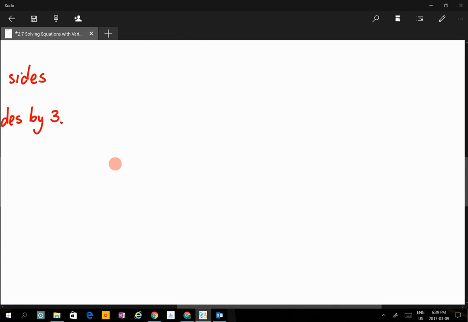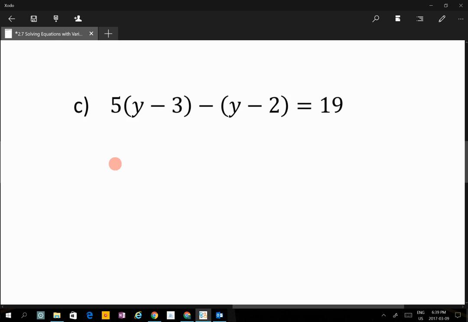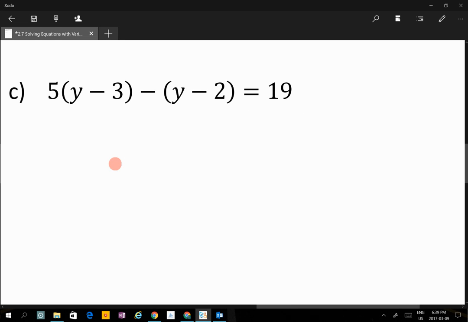Okay, part C. Now, here's one question where you notice we have, again, the variable repeats itself on the left side, but we now have a monomial times a binomial, okay? And when you see that, you have to expand. So your first step in this kind of equation would be to expand.